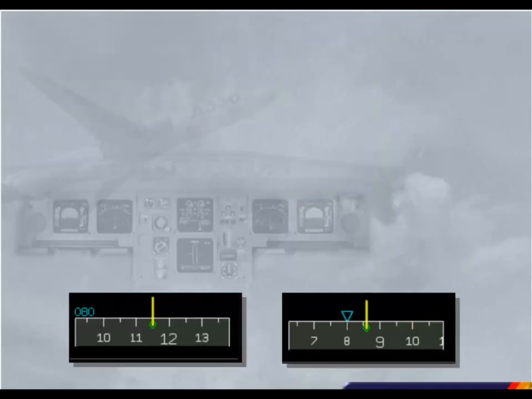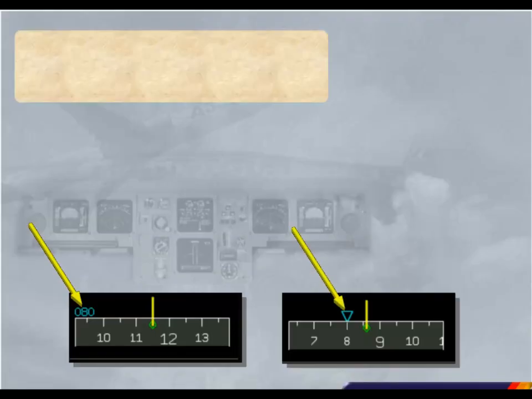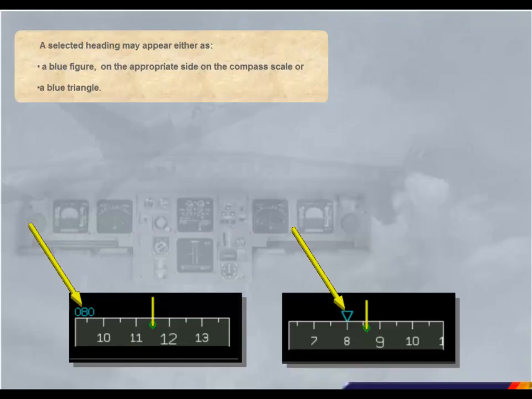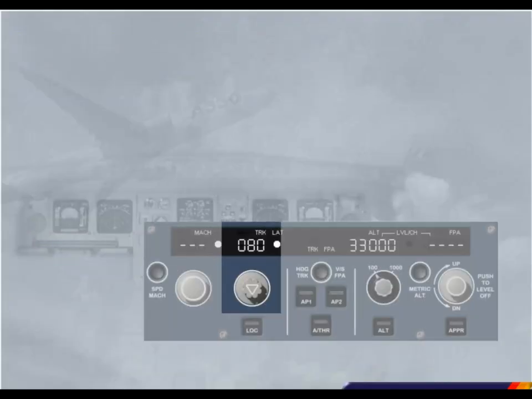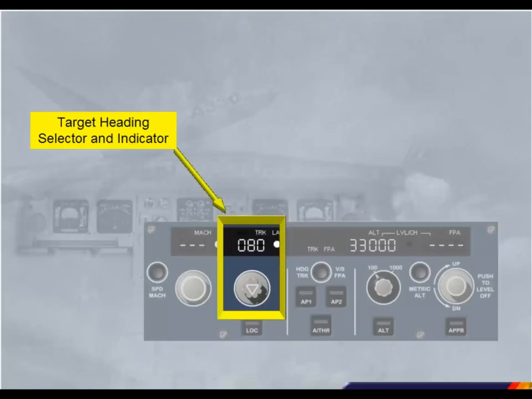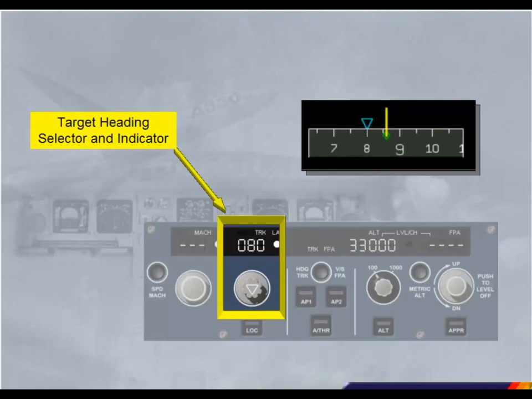A selected heading may appear either as a blue figure on the appropriate side on the compass scale or a blue triangle. A heading selector and an indicator are located on the FCU. These are linked to the selected heading indication on the PFD compass.